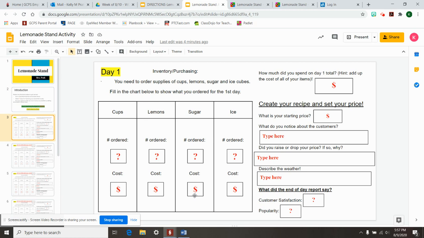So here's some information we're going to be filling in. We're going to need to fill in how many cups we ordered and how much that cost us, how many lemons we ordered and how much that cost us, as well as the same for sugar and ice. Remember, we're only starting with $20. Then once we purchase those amounts, we're going to put how much we spent on that day. Okay? So let's take a look.